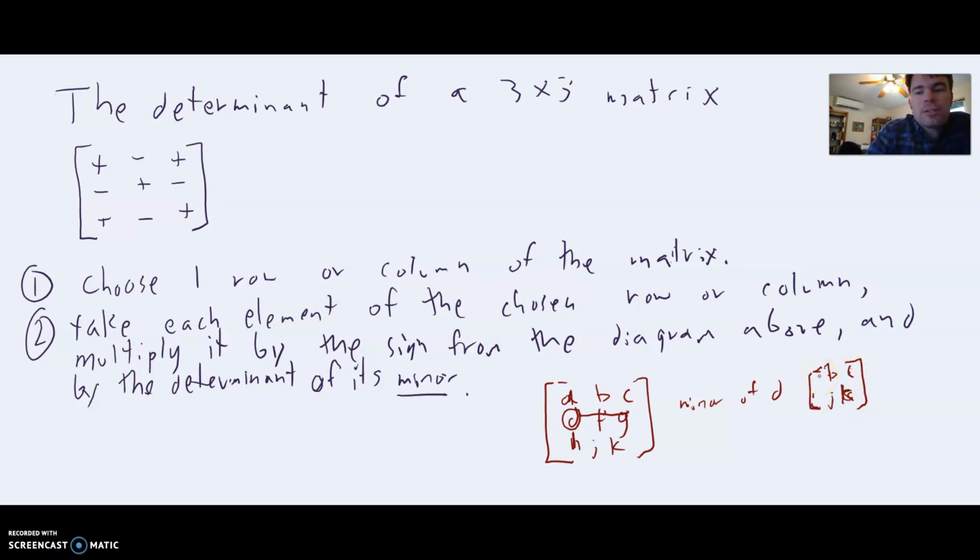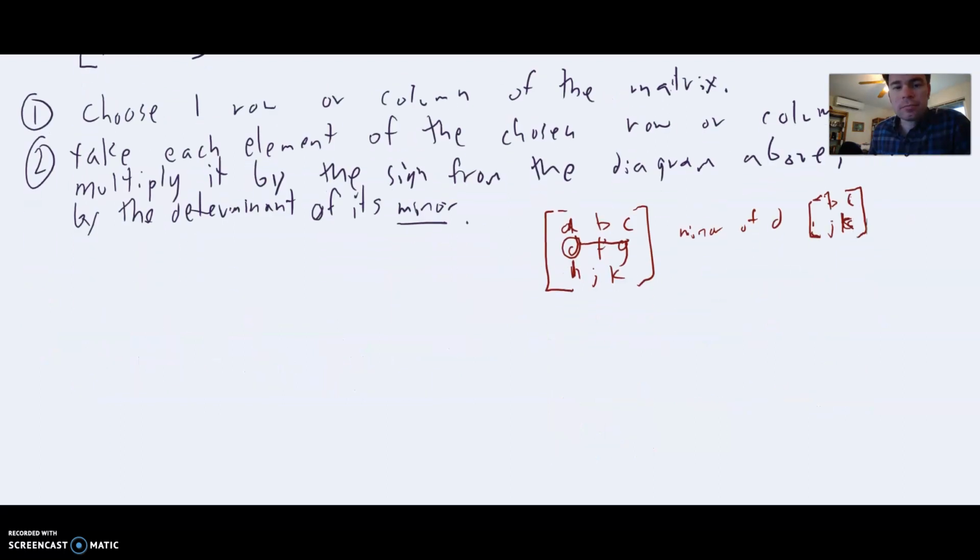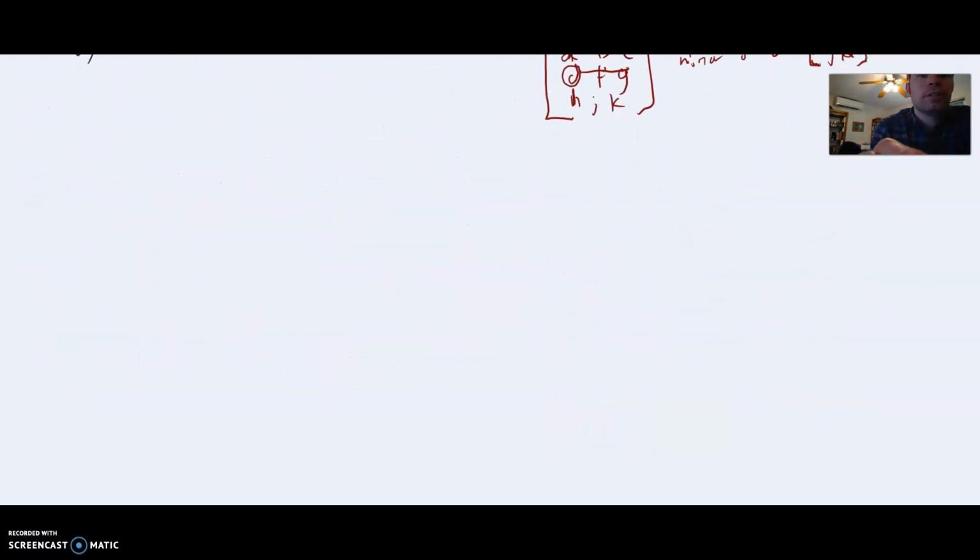So that's how we do a minor. So let's do an example, and hopefully this will help you in the future. So we're going to start with a matrix. We're going to take the determinant of 3, 1, 7, 2, 4, 3, 1, negative 5, 0.